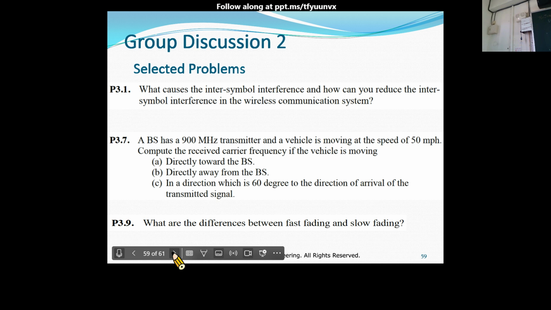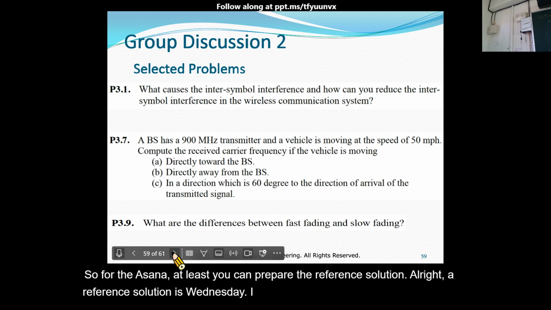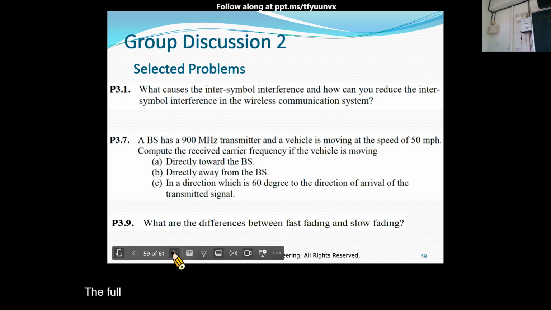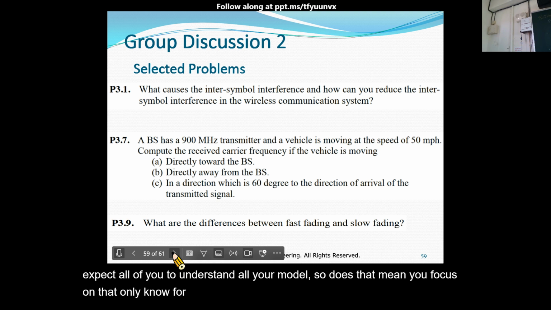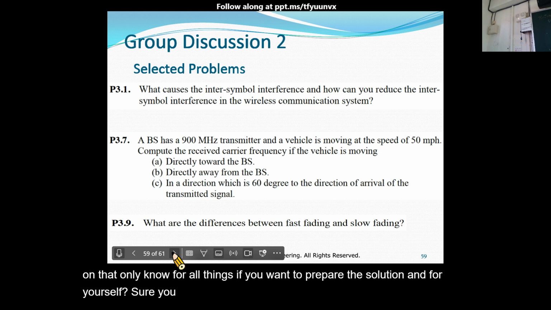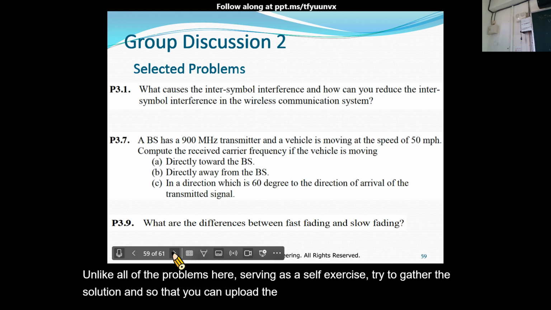So for the assignment, you can prepare the reference solution. All right. This Wednesday, I will ask the presenters to provide the reference solution. And the final idea is for all of you to understand all the problems. So you should not focus on that one only, but on all of them. If you want to prepare the solution for yourself, sure, you can. Summarize all of the problems here, serving as a self-exercise. Try to gather the solution, so that you can upload the solution easily this Wednesday. All right, so that's it.